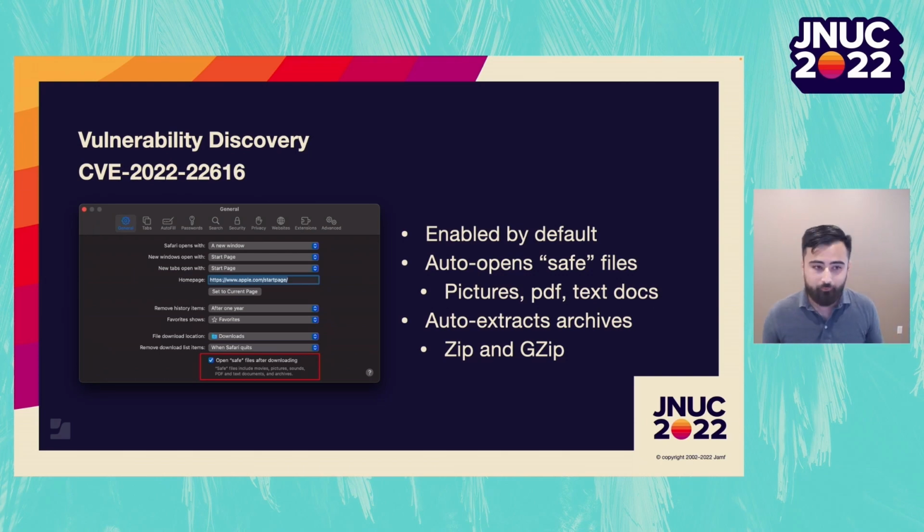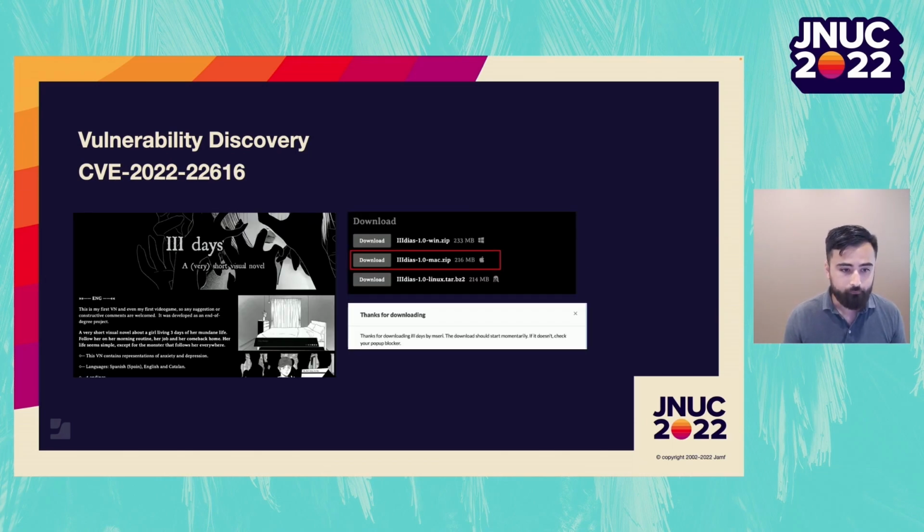It turns out Safari has a feature called Open Safe Files after downloading. This is enabled by default, and safe files are considered to be like pictures, PDFs, text documents, as well as archives that will auto-extract. So particularly zip and gzip archives are supported in Safari. And indeed, we were downloading a zip archive from Safari with that feature enabled by default.